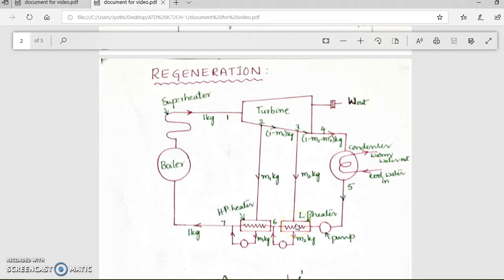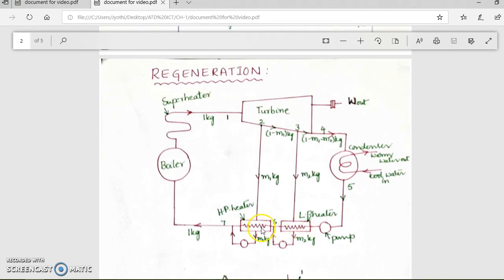exchange of energies will take place. That is, the steam loses the energy, whereas the feed water, that is the liquid, will gain the energy and it will be supplied to the next feed heater. The low pressure steam, which is losing the heat, will be converted into liquid state, and again it will be supplied to the main line.